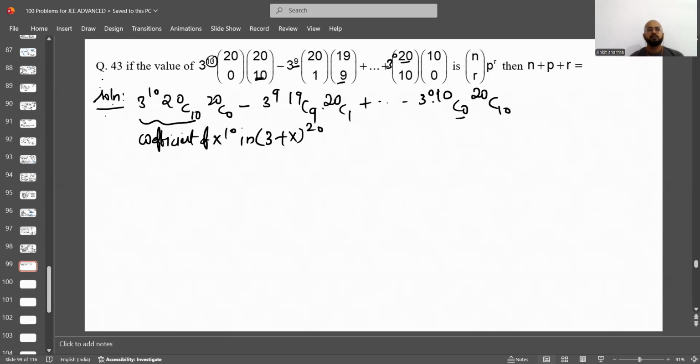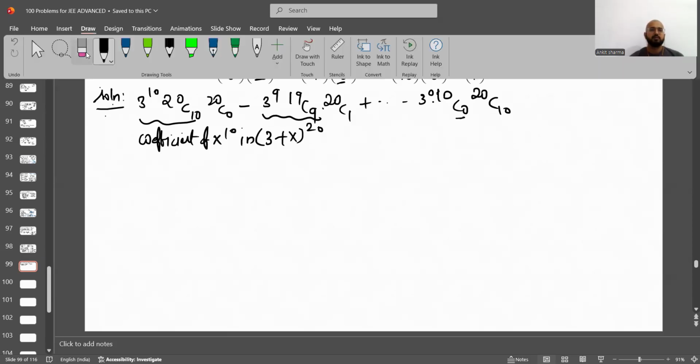Because if I write the expansion here, this is going to be 20Cr, and then 3 to the power 20 minus r, and then x to the power r. So x power 10. And then similarly, I can now write down this one as what? Coefficient of, let's go ahead and see here.